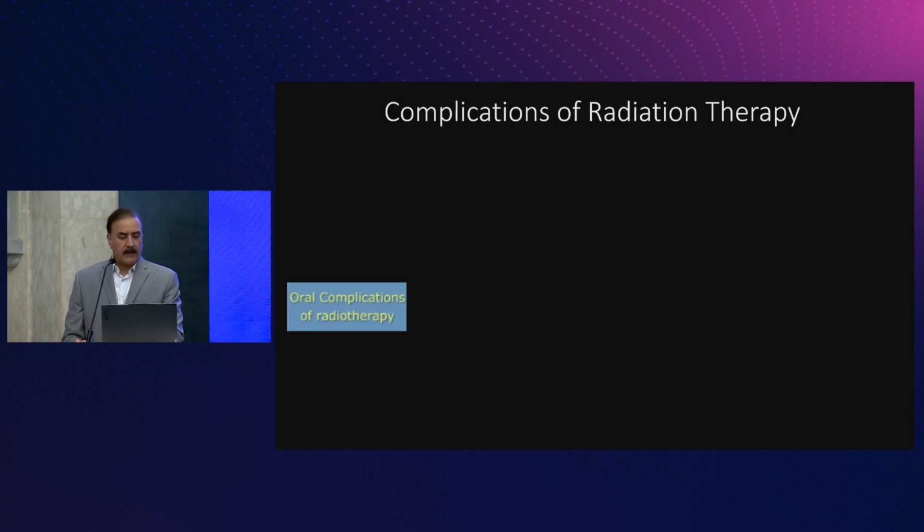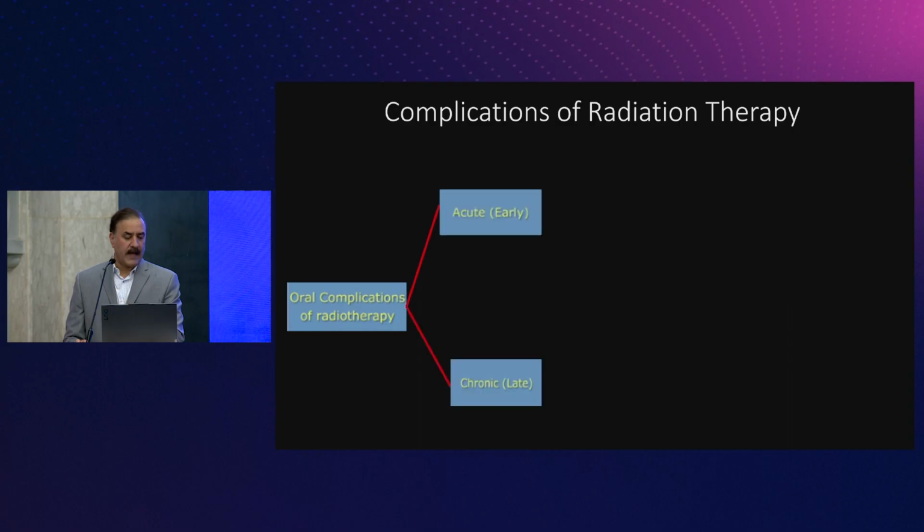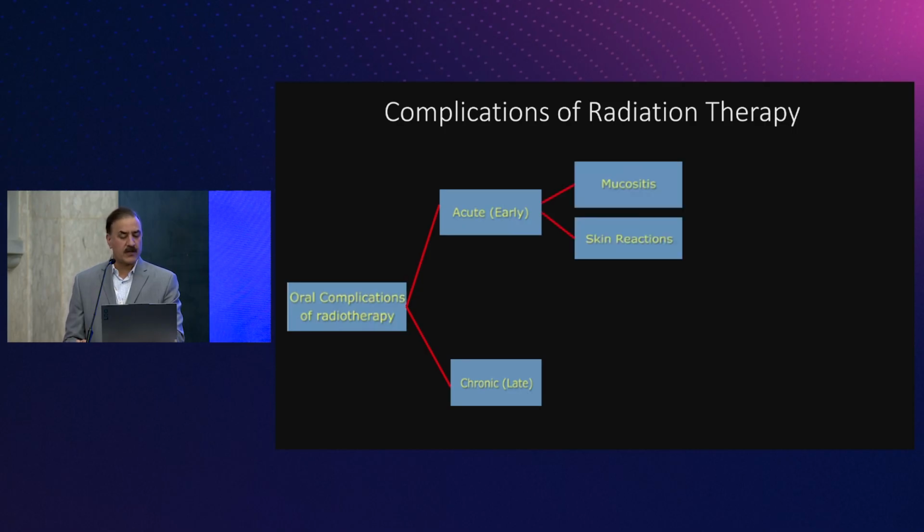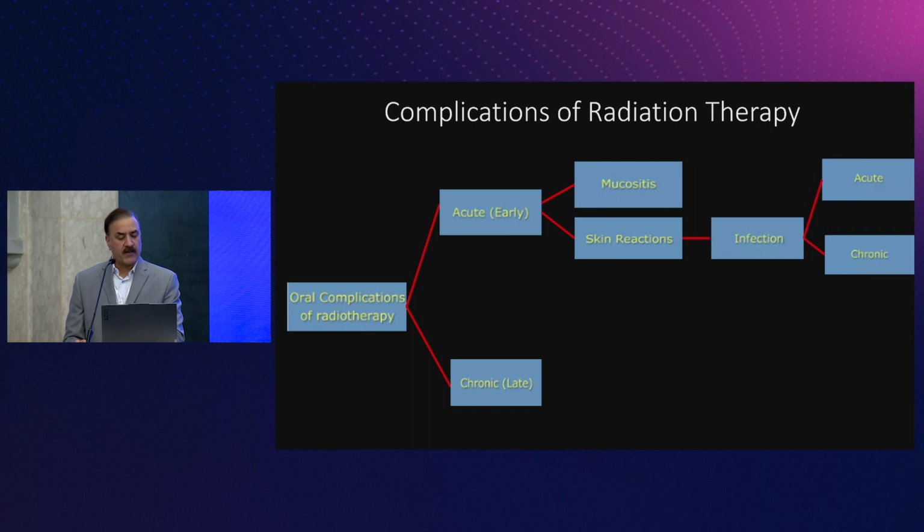So coming to the complications of the radiation therapy now, you can have acute complications that happen early on, and then chronic complications. Most of the time, acute complications will be mucositis or skin reactions. Skin reactions can be infection, which again can be acute or chronic. The chronic ones that we see is xerostomia, very, very important, very, very common complication of radiation therapy.